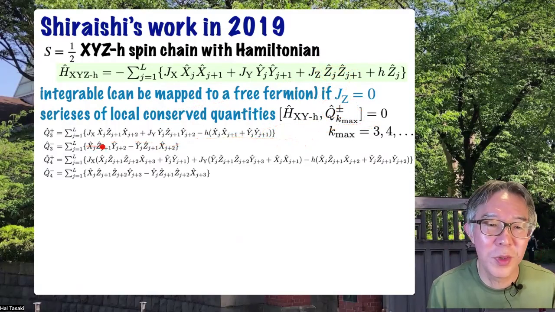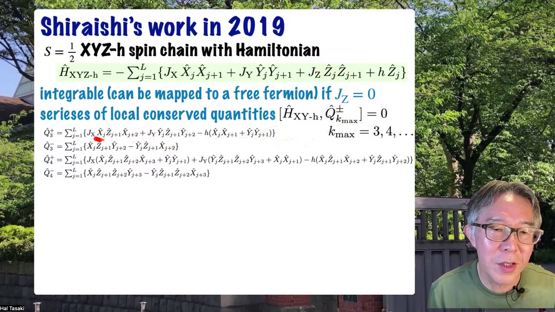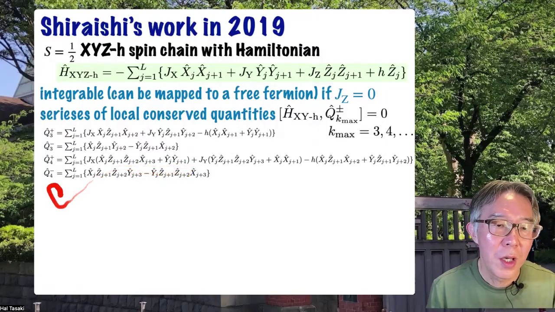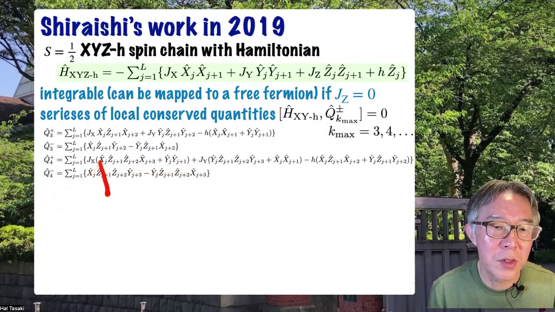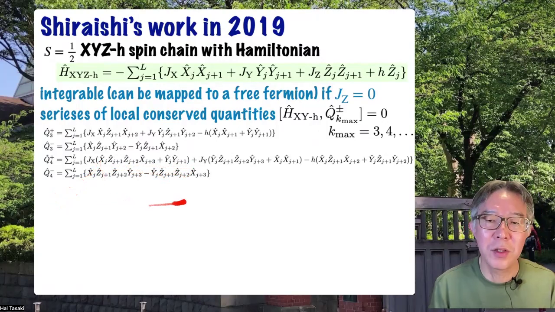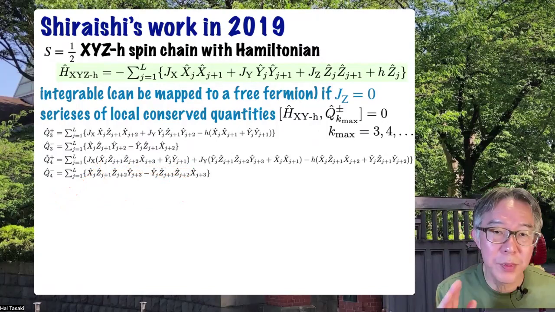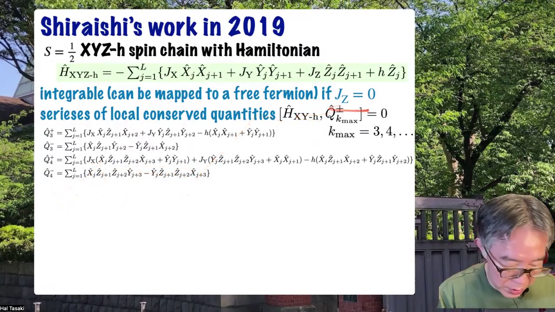These are too small to see, but these are translated sums of X Z X, Y Z Y, or here a sum of X Z Z X, and so on. And there are of course many. So you have Q5, which is a translated sum of X Z Z Z X, and so on. So there are a bunch of local conserved quantities in this case, but this is a solvable case.